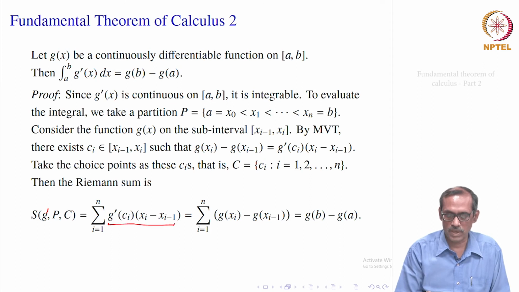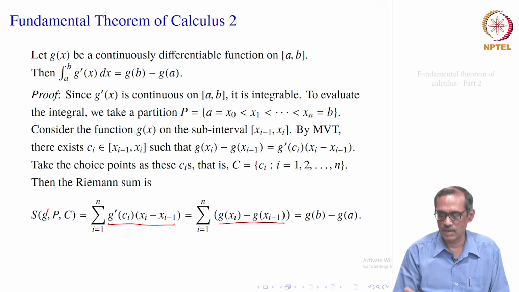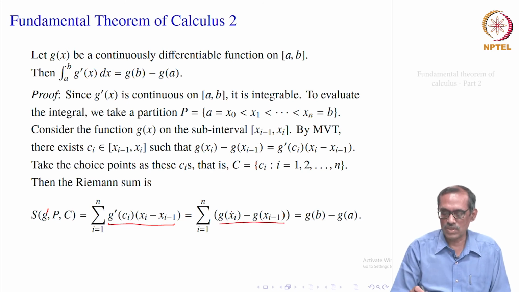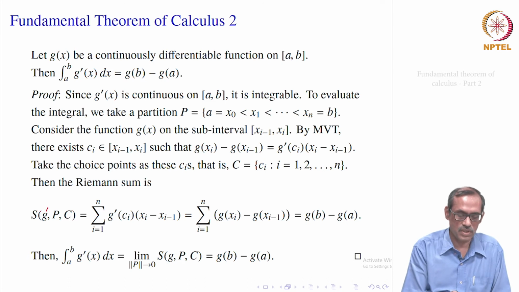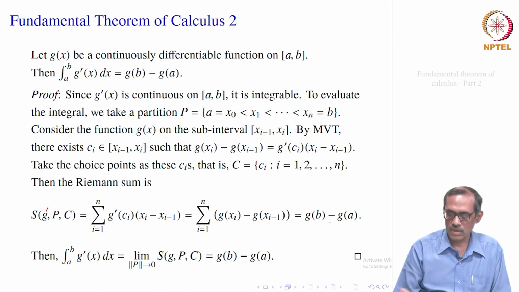But due to our mean value theorem, this summand is equal to G of x_i minus G of x_{i-1}. Now, this is a telescopic sum. So, at i equal to 1 the first term will stay here, and at the end G of x_n will stay. So, G of x_n is G(b) and G of x_1 is G(a). So, you get G(b) minus G(a). Then, when you take the limit as the norm of P goes to 0, since it is a constant number, the limit also should be equal to G(b) minus G(a), and that is the proof.